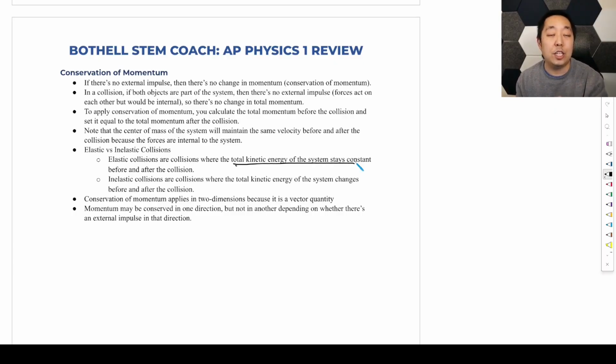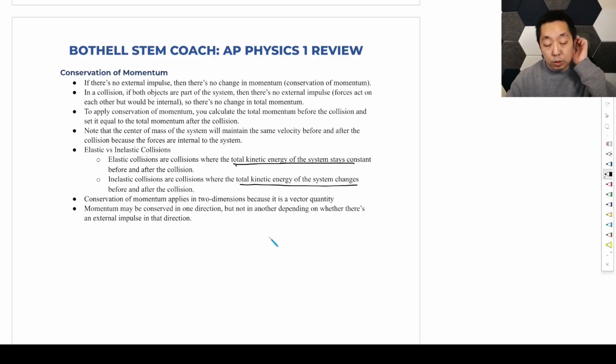When you are asked to justify whether it's an elastic or inelastic collision, the justification is whether the kinetic energy is conserved before and after the collision or not. Inelastic collisions, it's not that they stick together, okay? Yes, when they stick together, those are inelastic collisions, but that doesn't mean an inelastic collision always has to be sticking together. As long as the total kinetic energy of the system changes, then it was an inelastic collision.